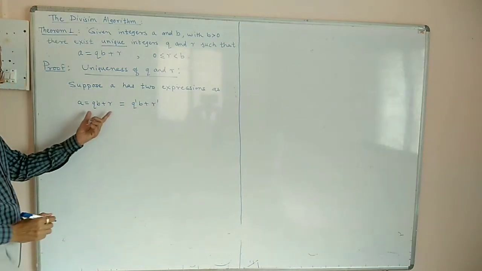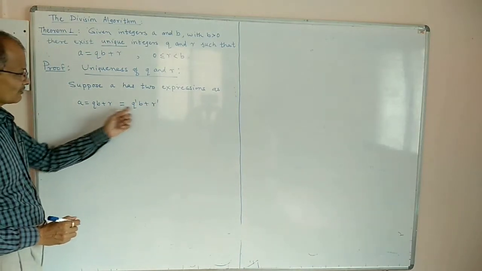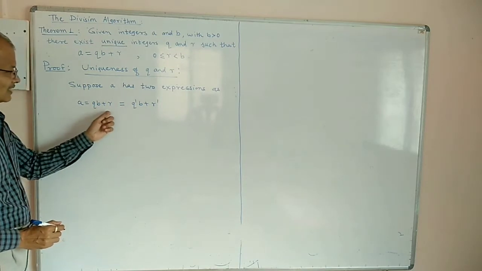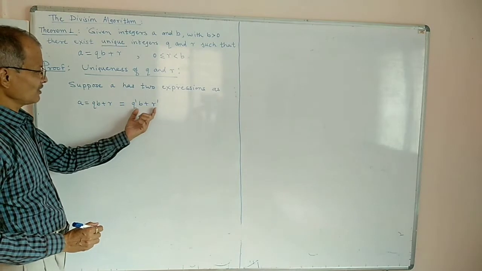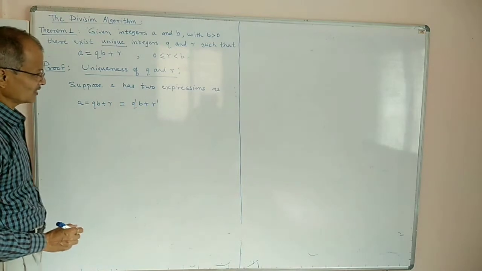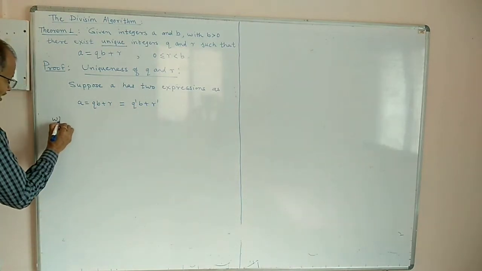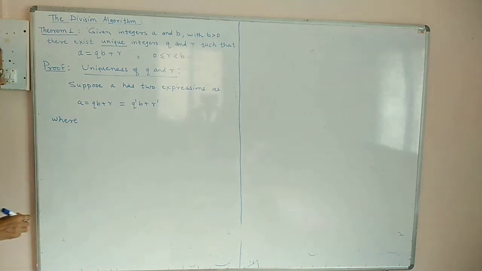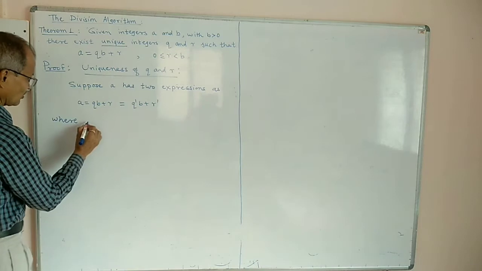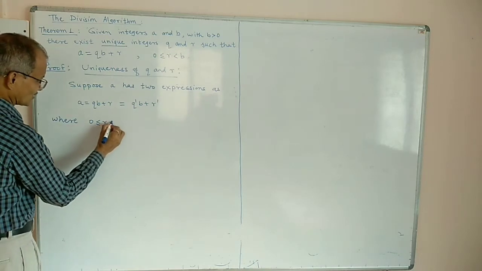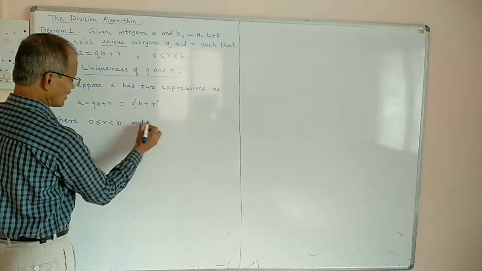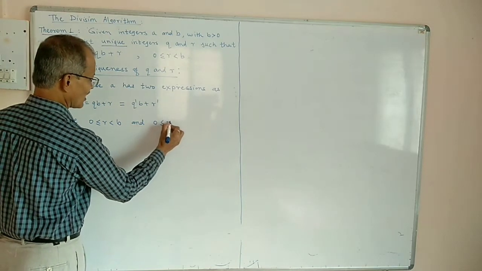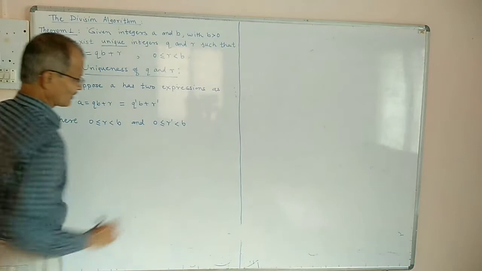So here we have expressed a in two ways. qb plus r, here is a pair q and r, and q dash b plus r dash means the pair q dash and r dash, where r and r dash have the same condition. For r, 0 less than or equal to r less than b, and 0 less than or equal to r dash less than b.